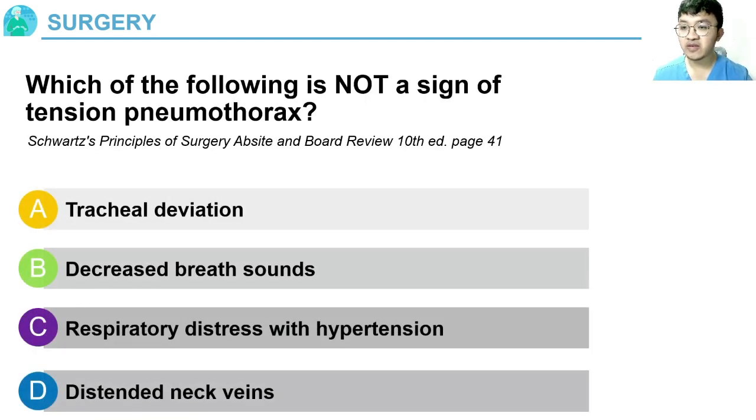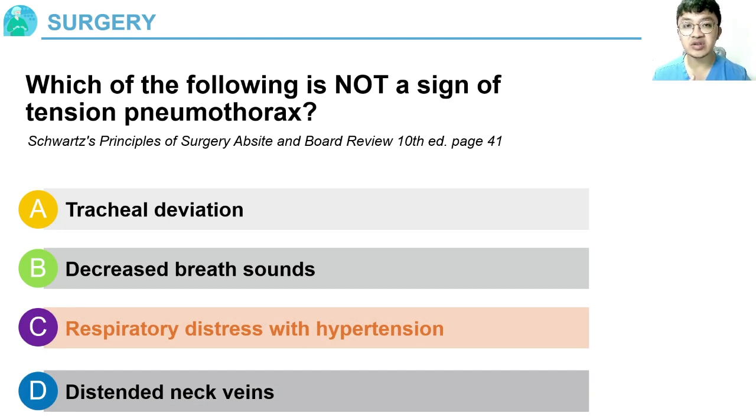Next, which of the following is not a sign of tension pneumothorax? Is it A, tracheal deviation, B, decreased breath sounds, C, respiratory distress with hypertension, or D, distended neck veins? So the correct answer for this question is letter C, not a sign, respiratory distress with hypertension.